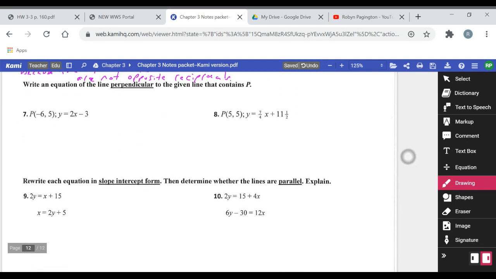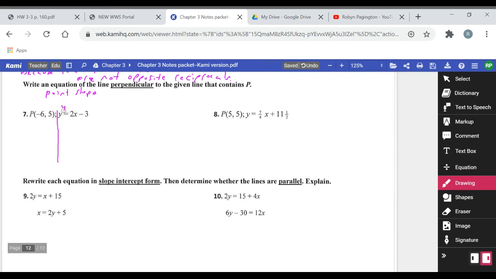If we go down to number 7, it says write an equation of a line perpendicular to the line that contains point P. So again, we're going to write this in point slope form. So we're going to leave our answer in point slope form. And in this case, again, we're dealing with two different lines here. I like to draw a line to kind of separate what's going on.